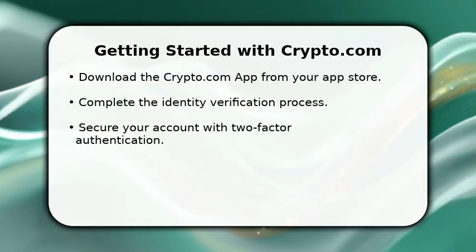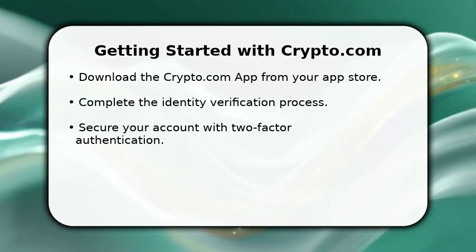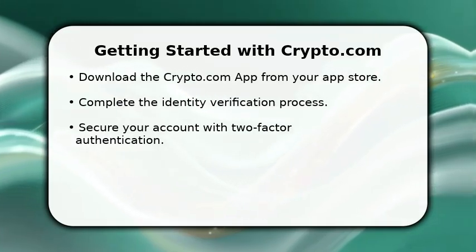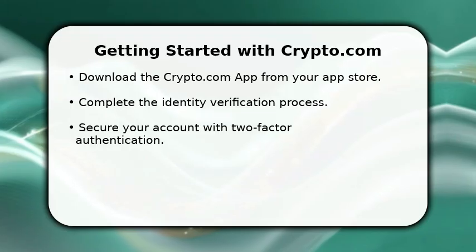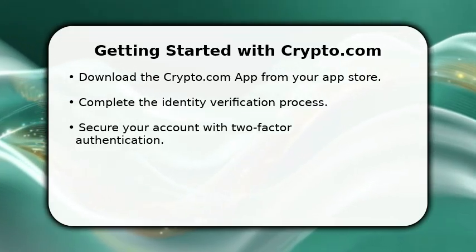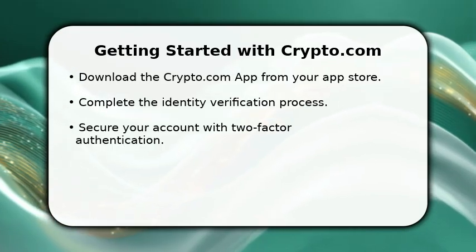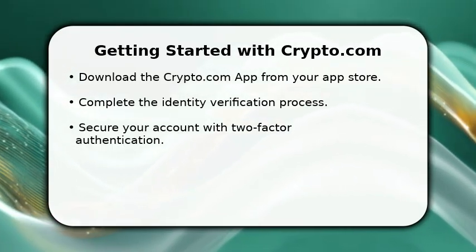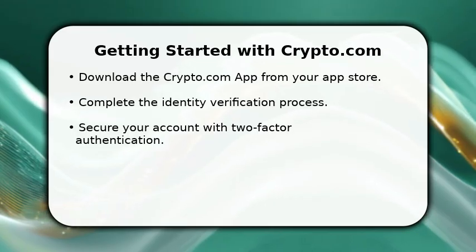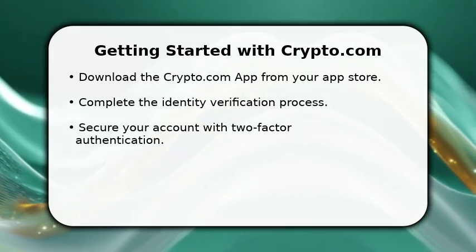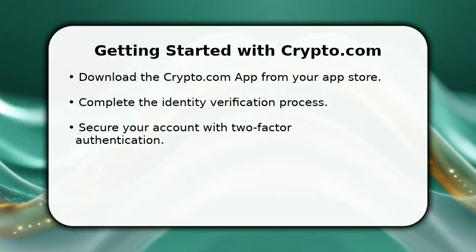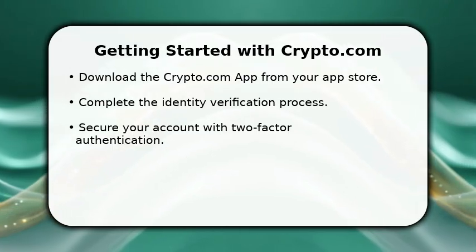In this video, I will explain how to use the Crypto Calm wallet. First, download the Crypto Calm app from your device's app store. Next, you'll need to complete the identity verification process, which typically involves providing some personal information and a photo ID. Finally, enhance your account security by enabling two-factor authentication for an extra layer of protection.